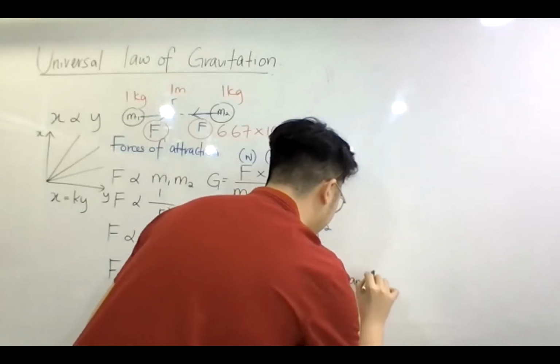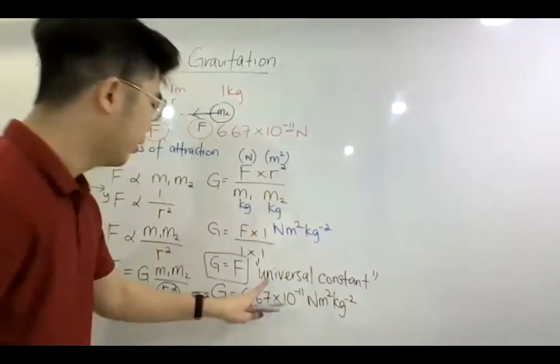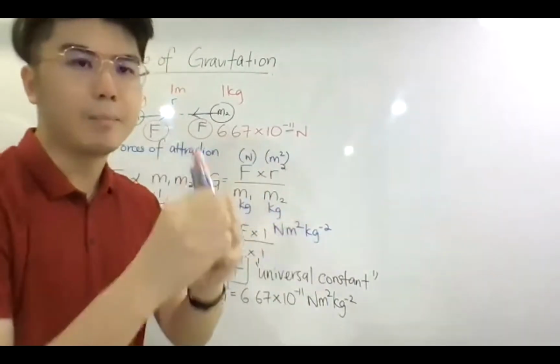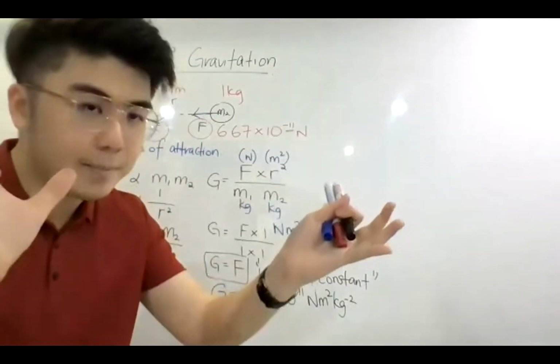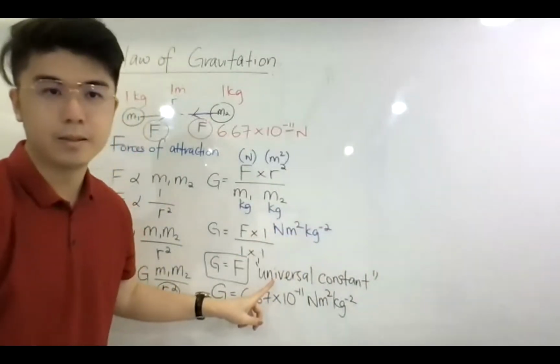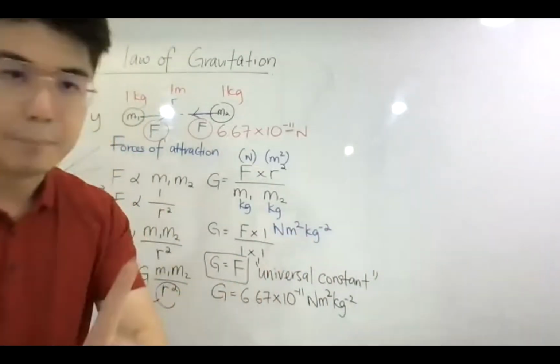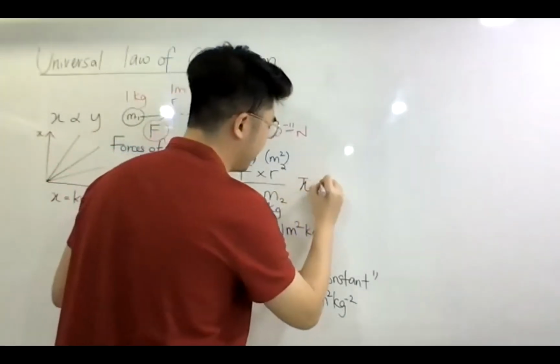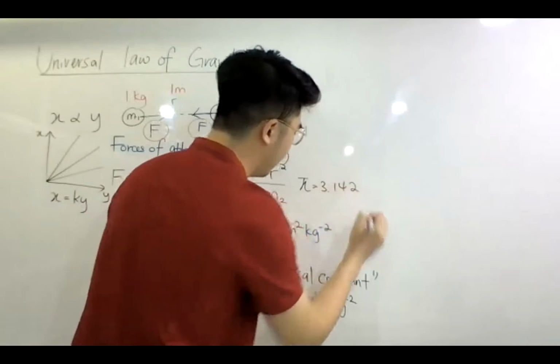It can be applied anywhere. It can be applied to objects on the earth. It can be applied to planets in outer space, anywhere. So that becomes universal. Okay? Just like pi. Your pi is also universal, right? Pi equals to 3.142. What is pi?